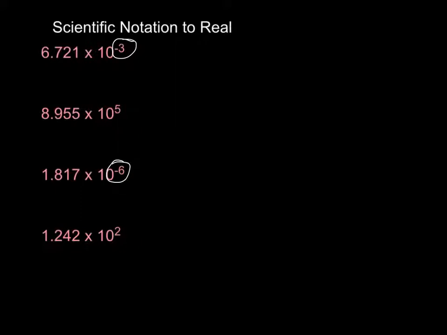Let's do these two that I've circled that are less than 1. 6.721 times 10 to the negative third power. How many places do I need to move my decimal?